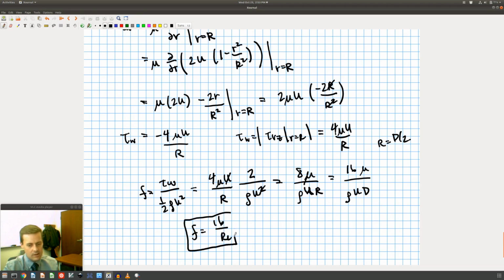And that is the friction factor that we had earlier in class for laminar flow. Okay? All right. That's all I got for you.